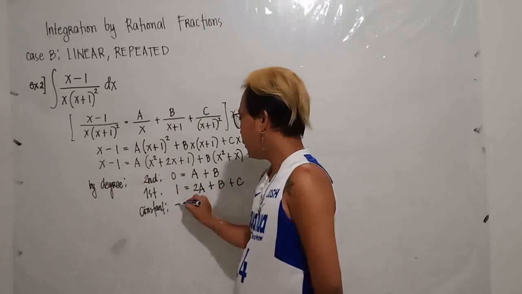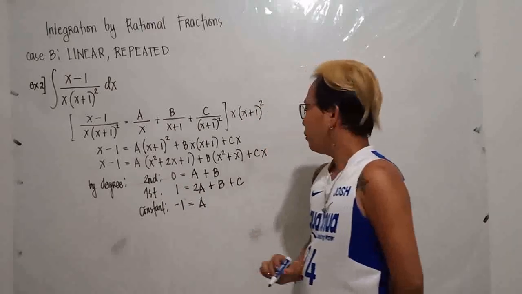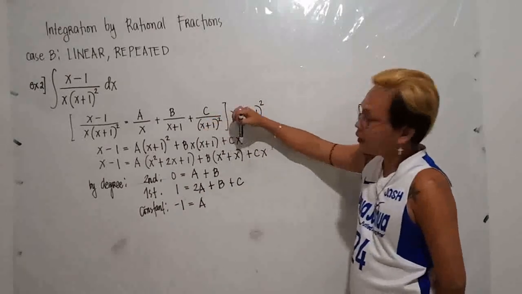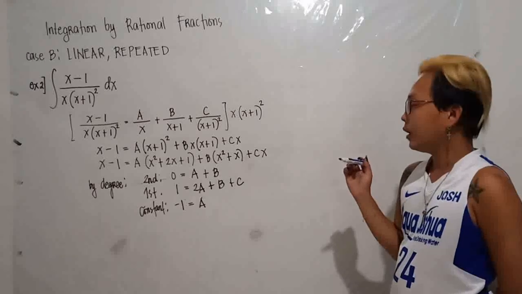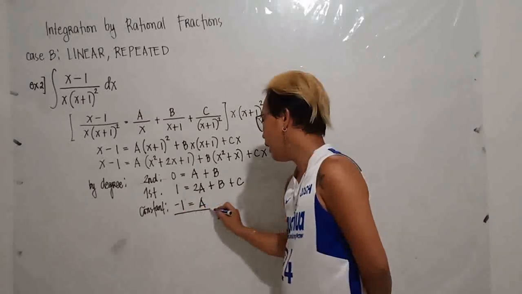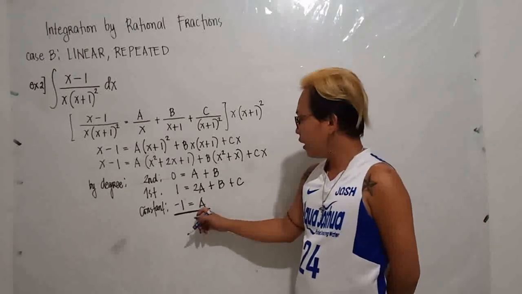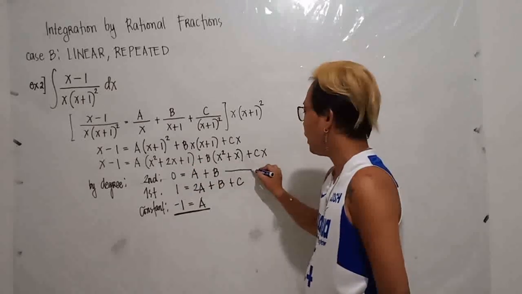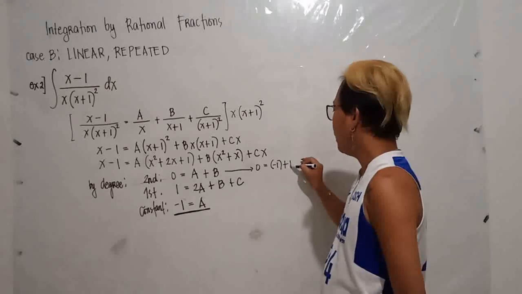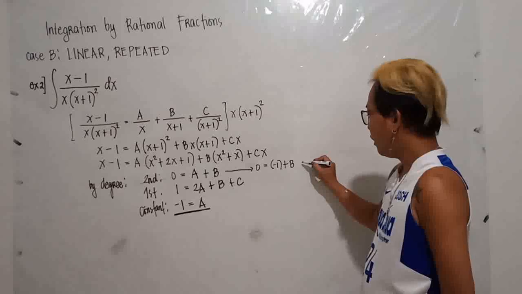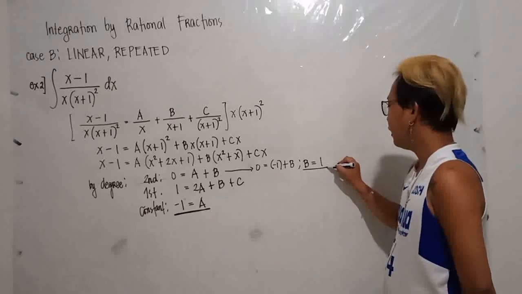You will have negative 1 equals, then the constant here is a. Pagdating dito, sa b, we do not have constant, so wala tayong dadagdag. Then pagdating kay c, wala din tayong constant, so wala din tayong dadagdag. So in this case, the value of a is negative 1. Tapos pwede natin gamitin si a dito sa first equation para mahanap natin si b. You will have 0 equals negative 1 plus b. Therefore, your b value is positive 1.